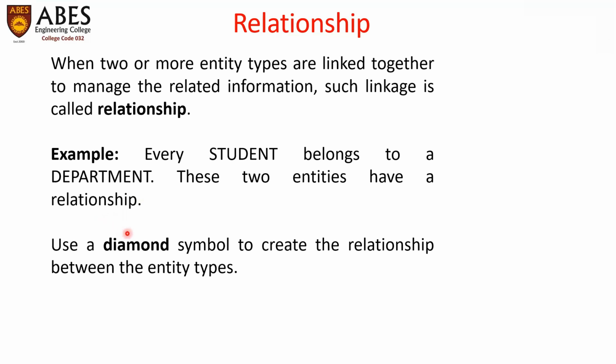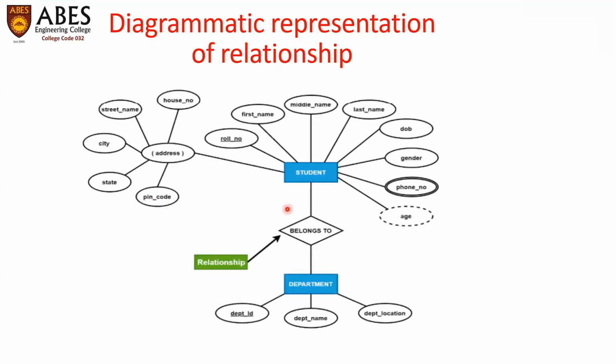A relationship is depicted in the ER diagram with the help of a diamond symbol. As you can see in the next slide, I have a student and I have a department entity. These two entities are related to each other. We all know these are related. And I will be taking this relationship to associate the two entities. The belongs to relationship is a relationship that is associating the two entities. This entity has these attributes. This entity has these attributes.